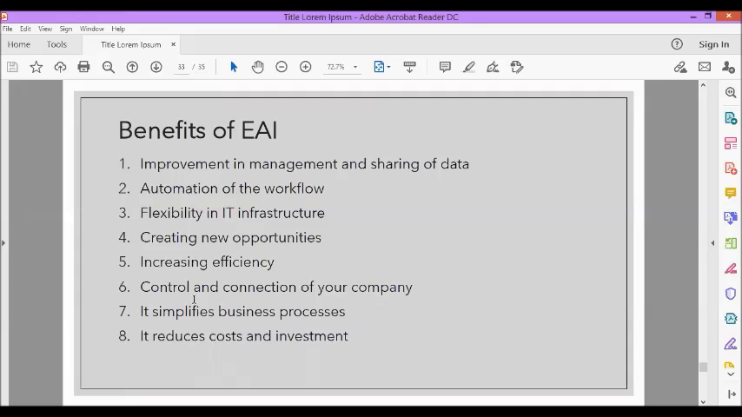Seven, it simplifies business processes. EAI technologies stand out by streamlining and simplifying all company processes. It does not matter if the IT structure is complex, as there are multiple applications that are asynchronous with each other. The eighth benefit is it reduces costs and investment.